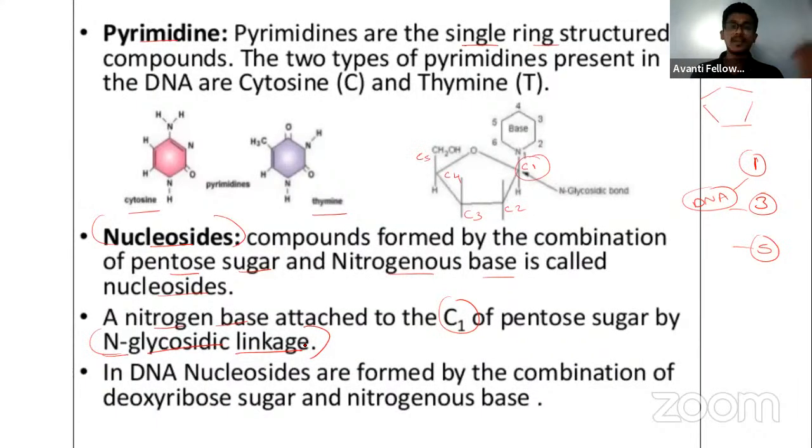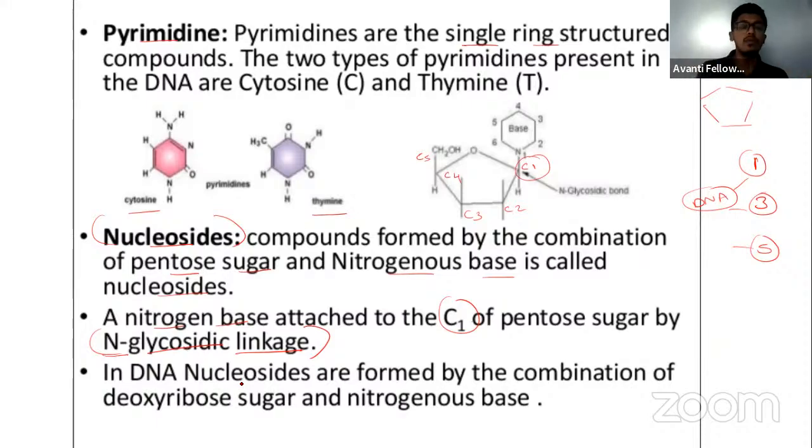I know that you guys are very much aware because you study for the CBSE examinations, but still some of the students make a common mistake, confusing the bonds. So please pay this small attention. At the C1 carbon atom, a nitrogenous base comes and makes a linkage. This linkage is called an N-glycosidic linkage.